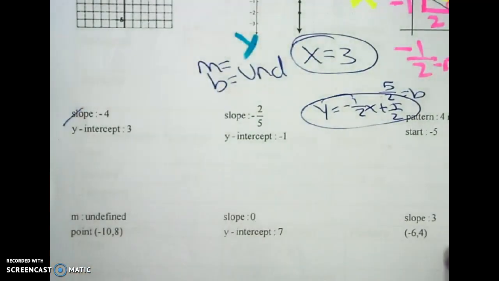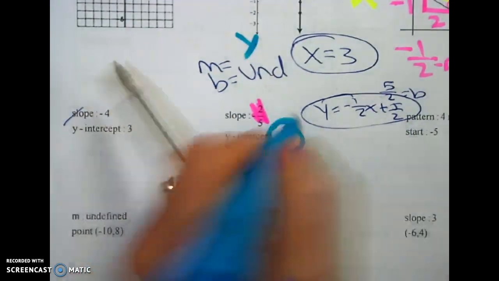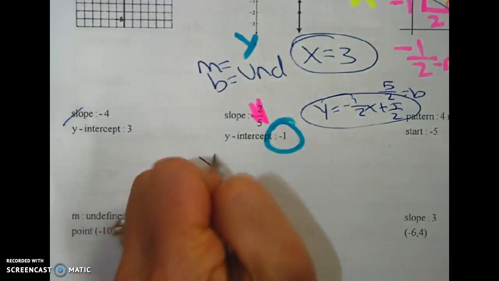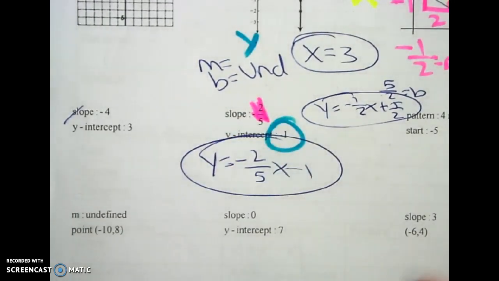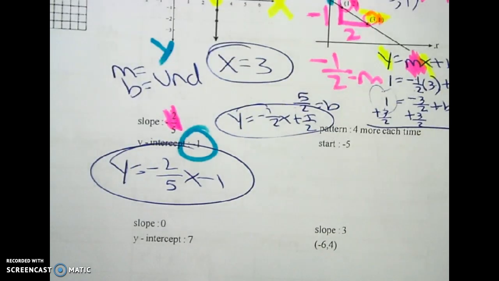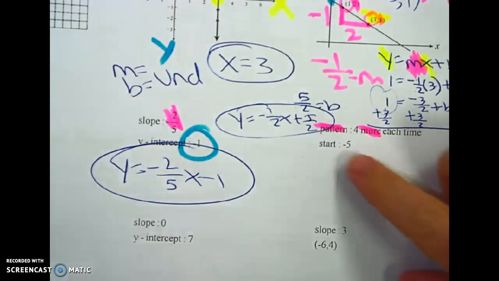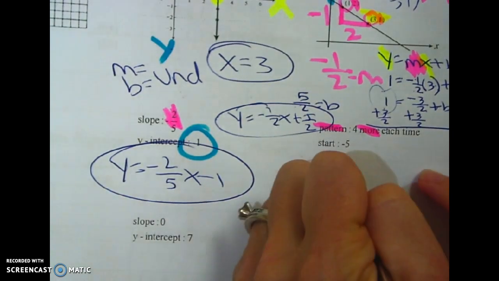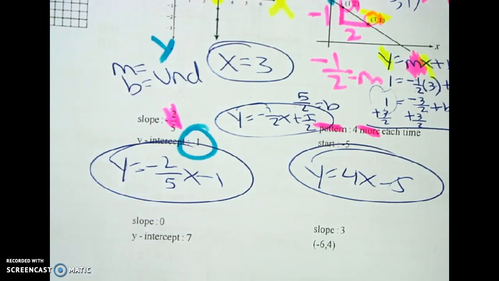All right. You did this one in class. So I'm going to do this one. I got my slope. I got my y-intercept. They gave me everything I need. Boom, I write the equation. Same thing. Pattern. 4 more each time, so I know it's a positive 4. And there's my start. I'm good to go. Okay.